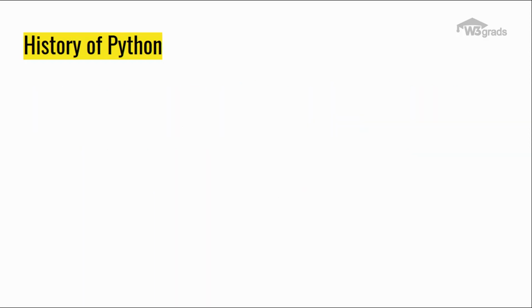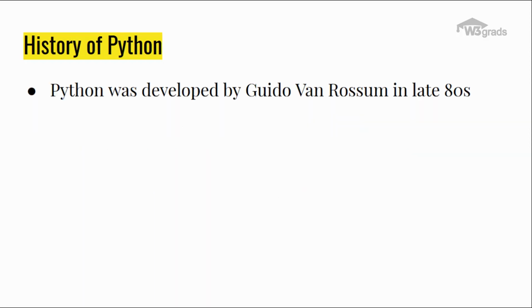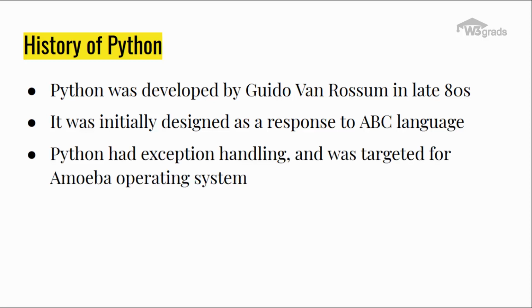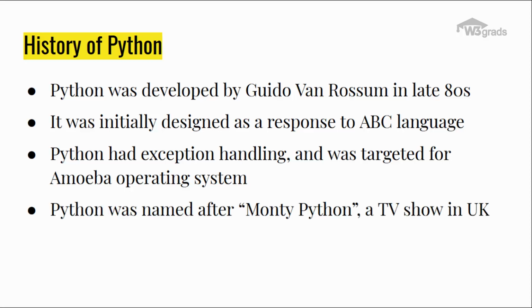Now, let's dive into the history and evolution of Python. Python was originally conceptualized by Guido van Rossum in the late 1980s as a member of the National Research Institute of Mathematics and Computer Science. Initially, it was designed as a response to the ABC programming language, which was also founded in the Netherlands. Among the main features of Python compared to the ABC language was that Python had exception handling and was targeted for the Amoeba operating system. An interesting thing about Python is that it is not named after the snake. Actually, it is named after the British TV show named Monty Python.